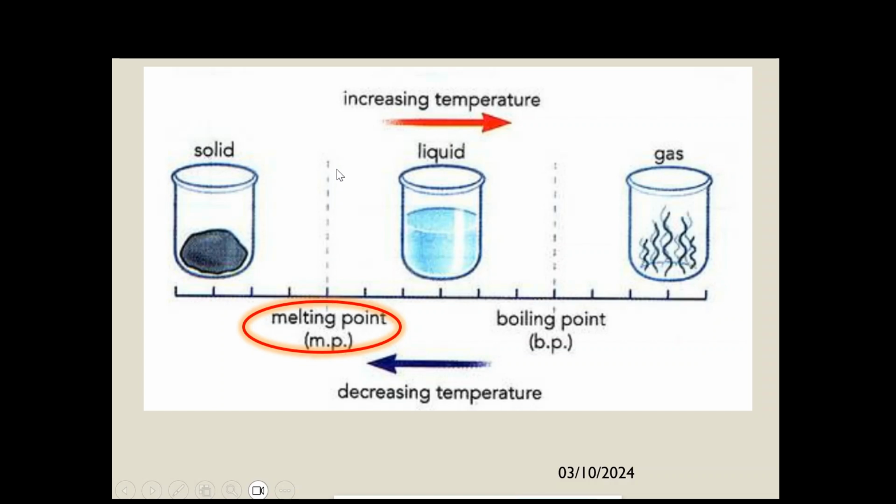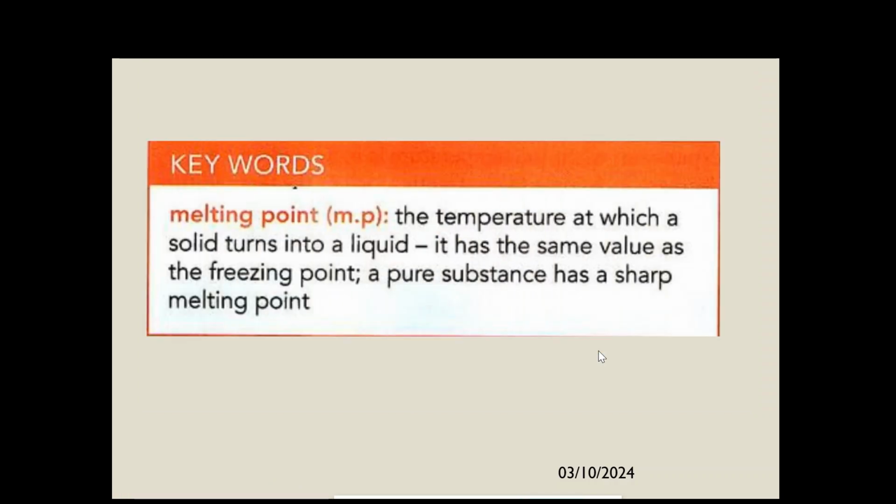So here is a point which is called the melting point. And at another specific temperature, it is called the boiling point. As you can see, the melting point exists during the conversion from solid to liquid, while the boiling point exists during the conversion from liquid to gas. What is the melting point and what is the boiling point?